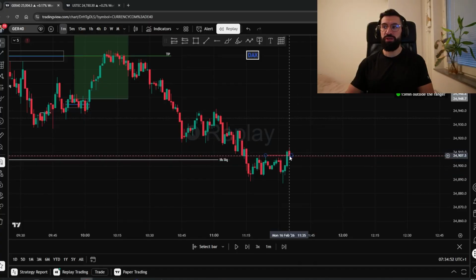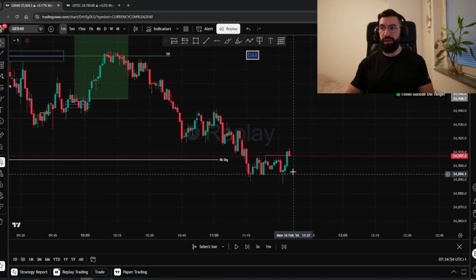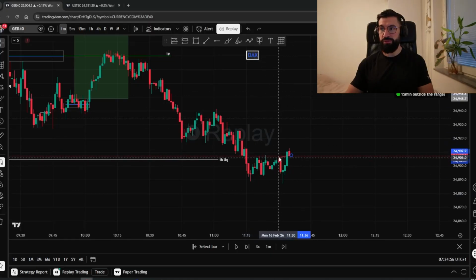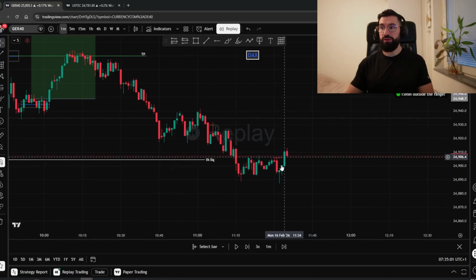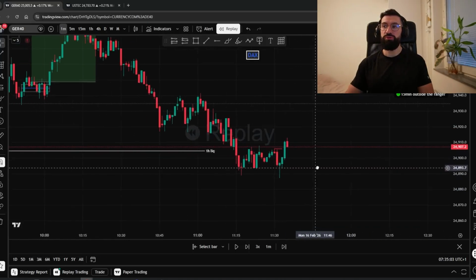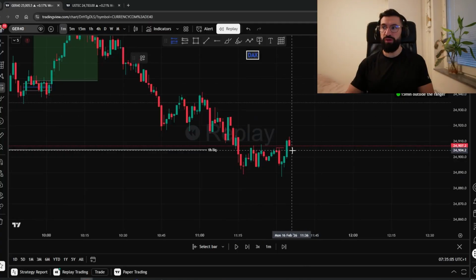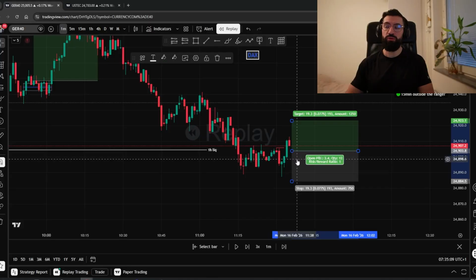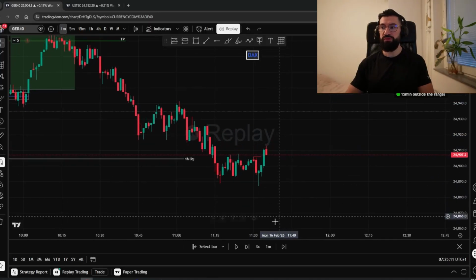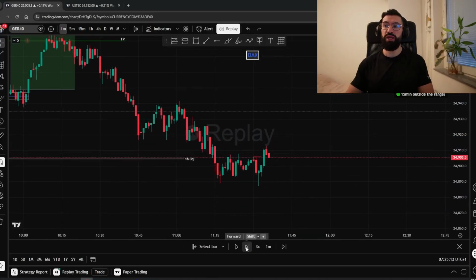There you go. It just gave me a break of structure to the upside on this area right here, and it gave me a fair value gap right here. This is a way too smooth fair value gap to not enter from. In my case, I'll put a limit order right here. But for the sake of this video, I'm going to wait for it to do a reaction to the upside before entering.